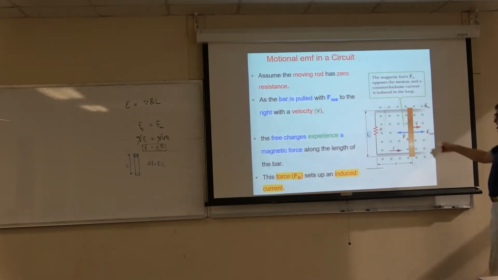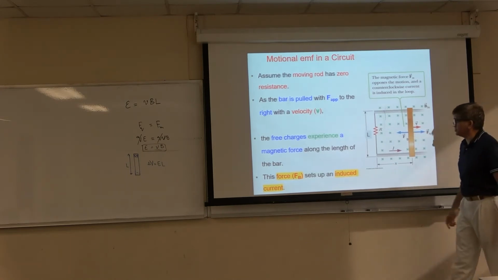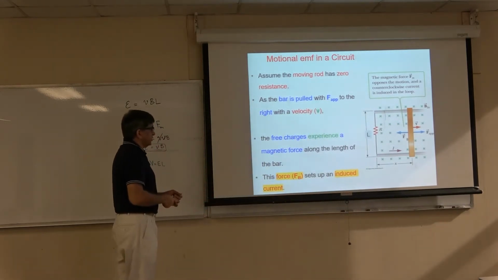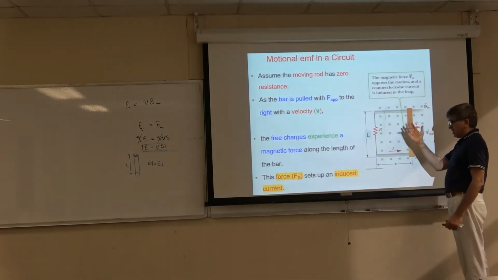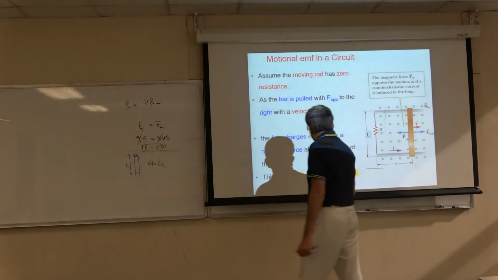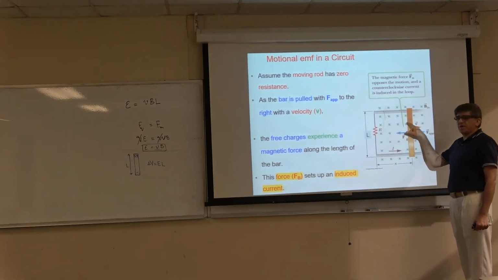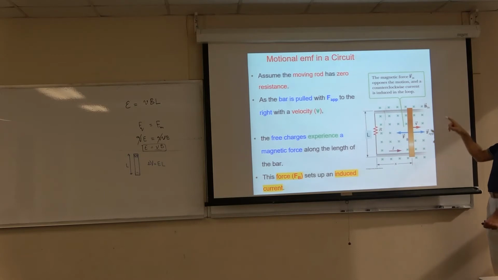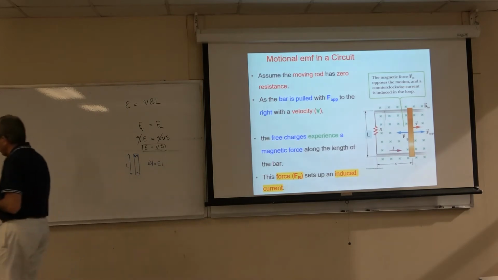Now I applied the force towards the right, and the bar moved with the velocity v towards the right. Having done that, the free charges in the conducting bar will experience a magnetic force, as we saw earlier. That magnetic force is equal to the electrical force over there. This magnetic force sets up an induced current, because the charges will start moving, and it will push the charges, and the induced EMF will be there.